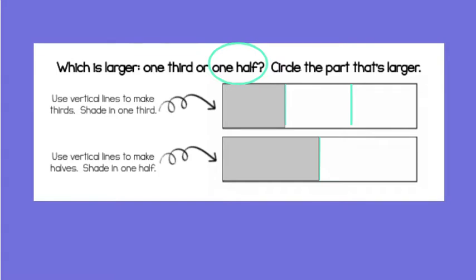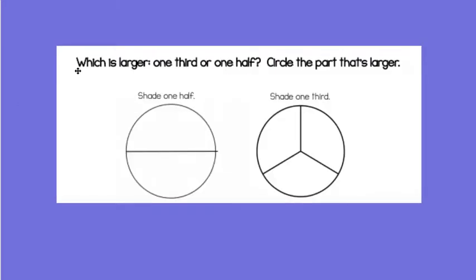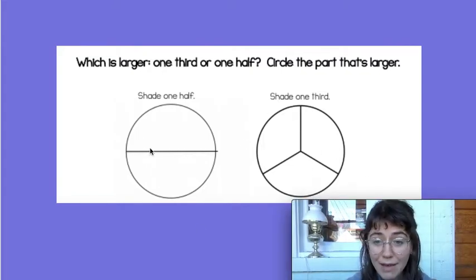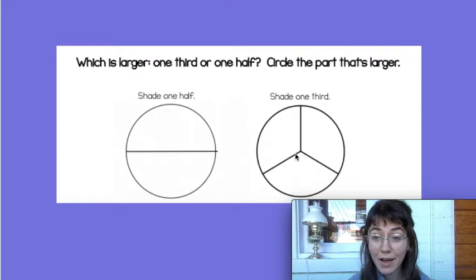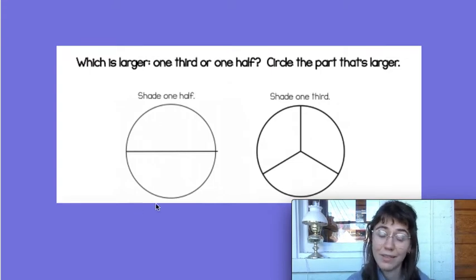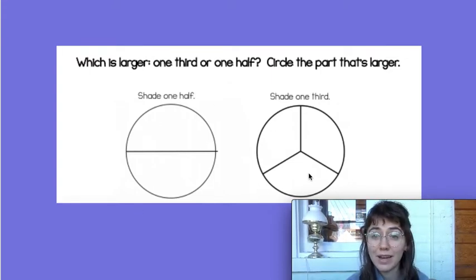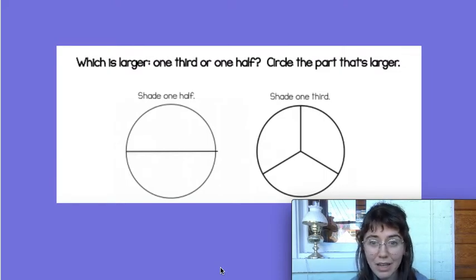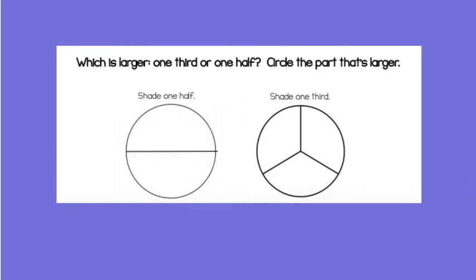All right, let's try the same thing, but with circles. We still want to find out which is larger, 1/3 or 1/2. And so we're going to circle the part that's larger. I already broke these into parts for you. So I have 1/2 over here and 1/3. On your piece of paper, go ahead and copy these circles just real quick. They don't have to be perfect. And then shade in 1/2 on the one that's halves, and the 1/3 on the circle that is in thirds. Your paper should look something like this.